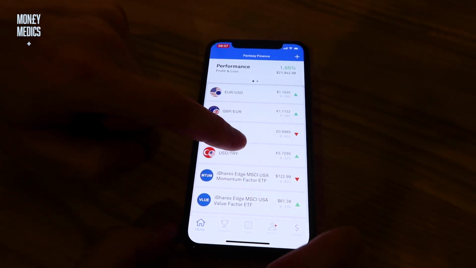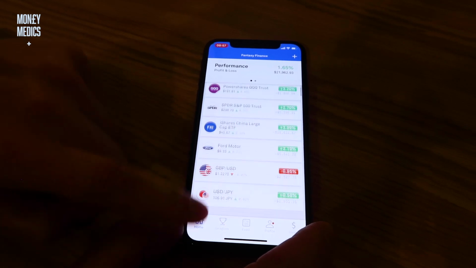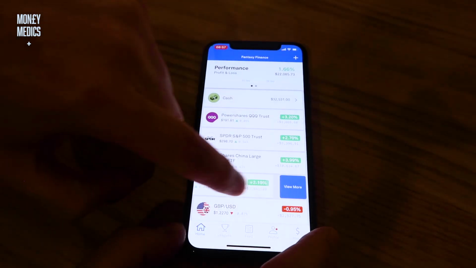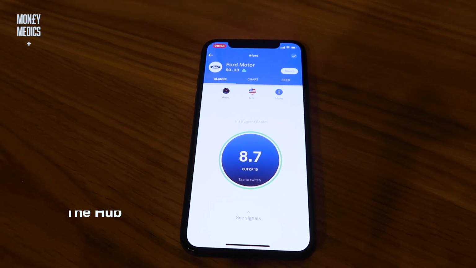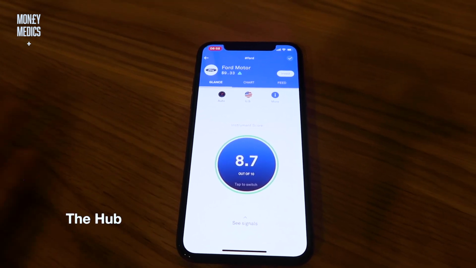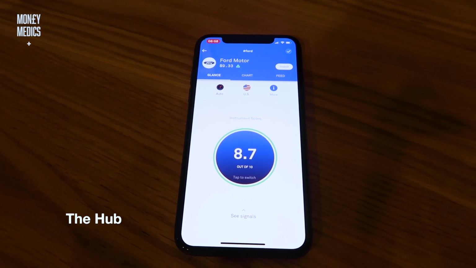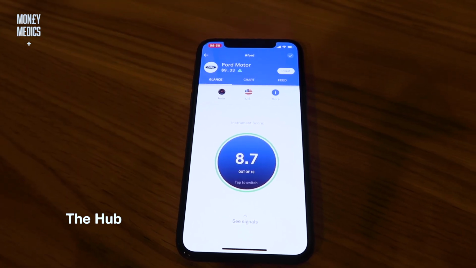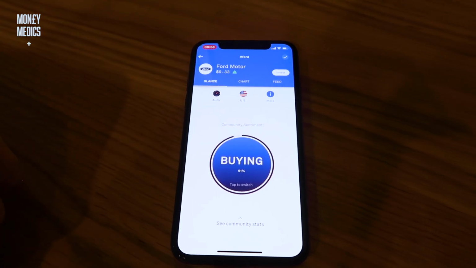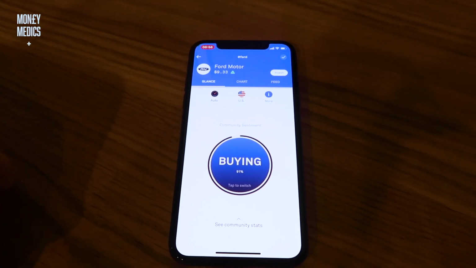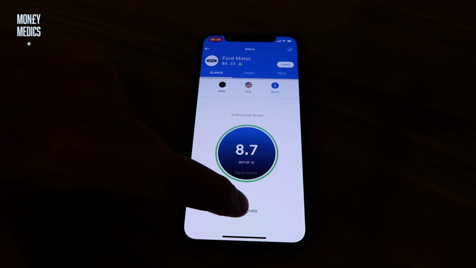Let's go and look at what we call the hub. If I swipe to the left, you can see the hub. The hub is a great place to learn about any instrument. This page is called the glance card. You can see that we give every instrument a score out of 10. This is an 8.7. I can tap and see what the community is doing. Tap this back and go and see the signals.